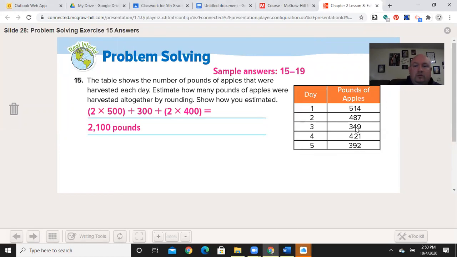There were two groups that were close to 500. And that was these two here. Two groups that were close to 400, 420 and the 390. And one that was kind of slightly closer to 300. And then you add them together. Notice that we included a little bit of multiplication here by the distributive property. 2 times 500 is 1,000. That's going to be 800, so 1,800 plus the 300, 2,100 pounds.